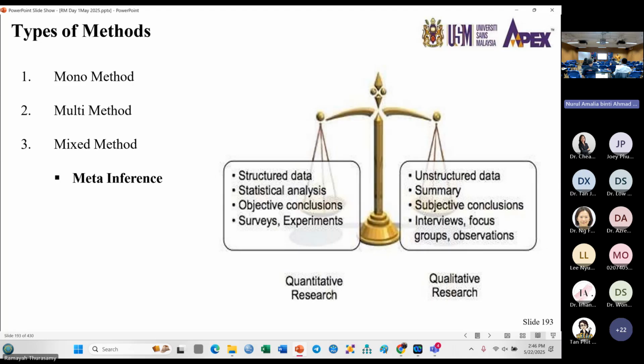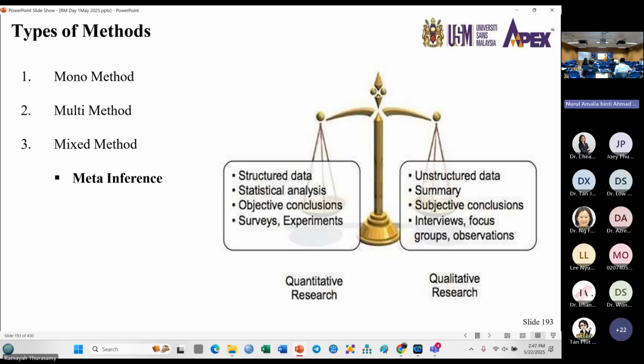For mixed method, you must mix the findings. That's the term triangulation. Venkatesh called it meta inference. This meta inference is by mixing them together, you get a better understanding, which you won't get when you do them separately. So you must mix that.